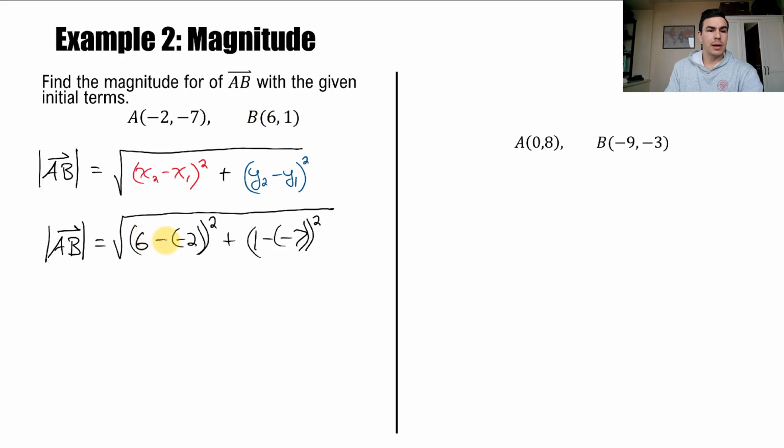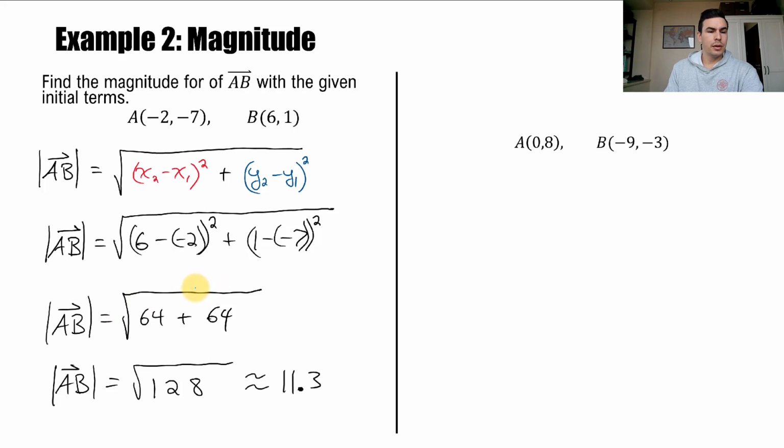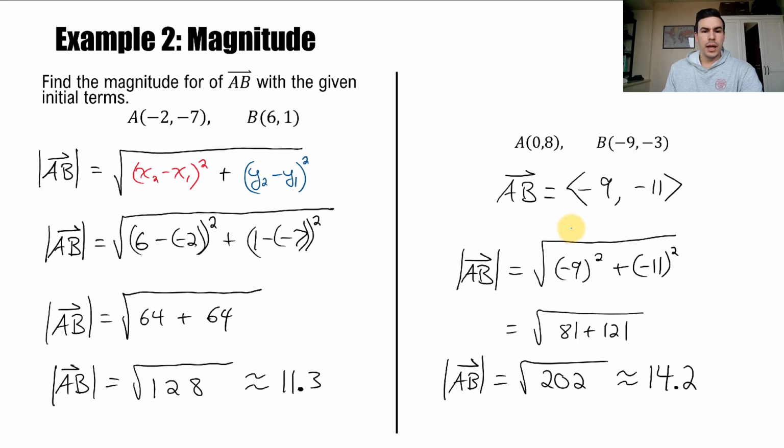Okay, so I'll have 6 minus -2 quantity squared plus 1 minus -7 quantity squared. That's going to give me 64 plus 64. Take the square root of that, and that gives me square root of 180, or approximately 11.3. Okay, so using that logic, go ahead and pause the video, try to figure out the magnitude of AB on the right-hand side. Okay, this is what I got here.